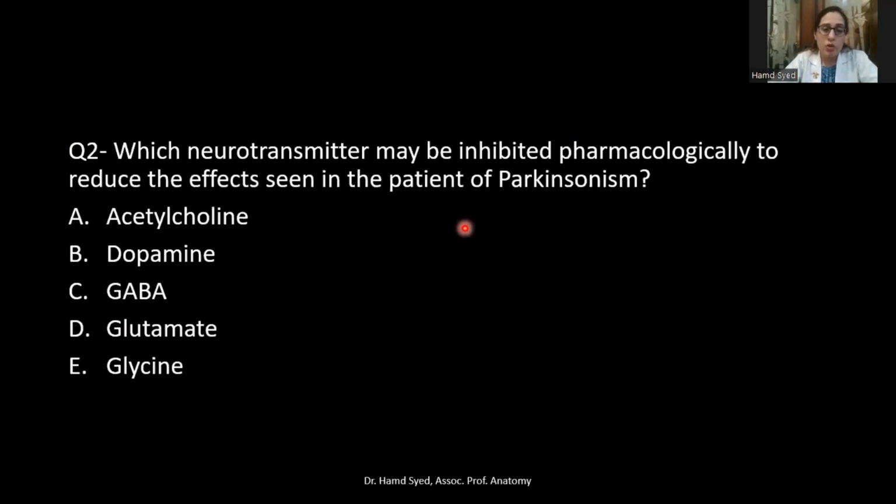Here is the next question: which neurotransmitter may be inhibited pharmacologically to reduce the effect seen in the patient of Parkinsonism? We know it is acetylcholine because acetylcholine is going to counteract the effects of dopamine. So if there is already a deficiency of dopamine in Parkinsonism, it would help the patient if we would inhibit the effects of acetylcholine.